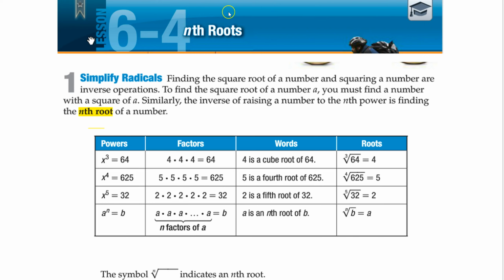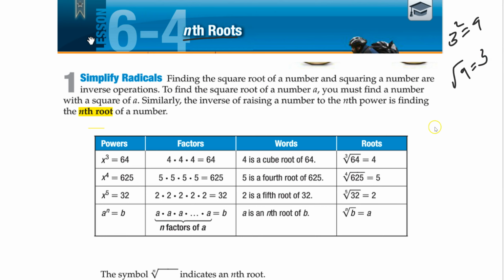This is about nth roots: how to find them and what they are. We know how to find squares of things. If I ask you what is 3 squared, it's 9. And if I ask what's the square root of 9, you say it's 3. These are inverse operations. Well, the same thing goes with nth roots.